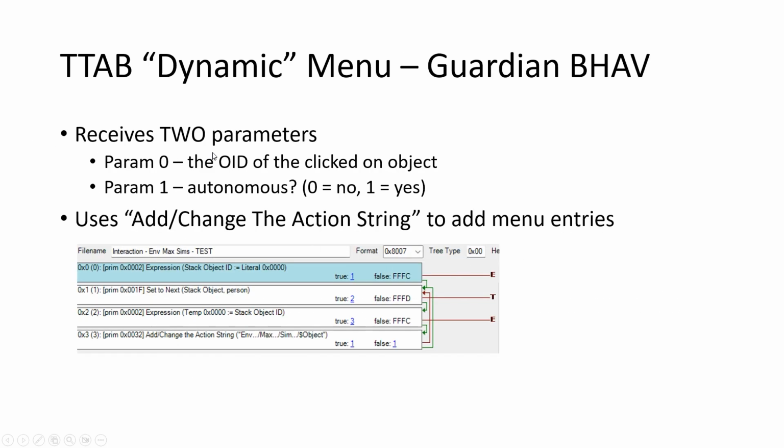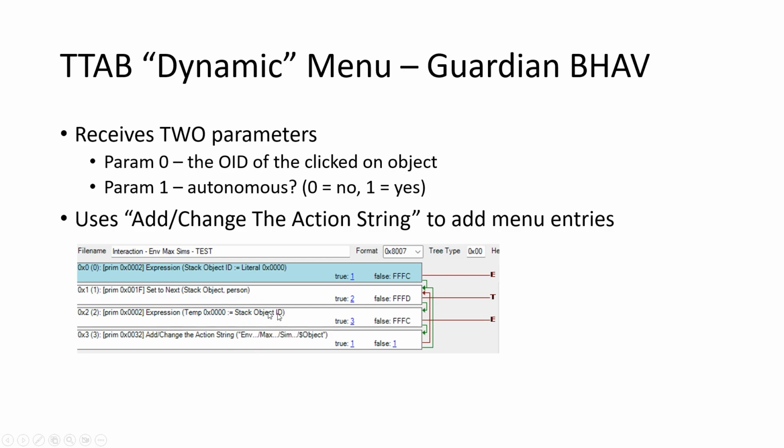So this is a very, very simple example that I could find. Your dynamic menu, as usual, receives two parameters: parameter 0, what object did you click on, and parameter 1, am I autonomous? So nothing has changed yet. What happens in the test is we don't say things like, am I a servo? But this one, we iterate over all the people on the lot. So this set to next finds the next person on the lot.